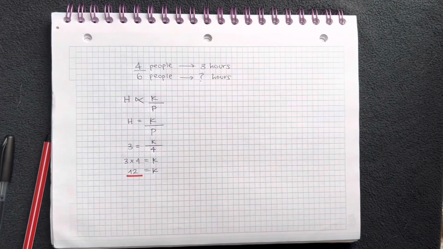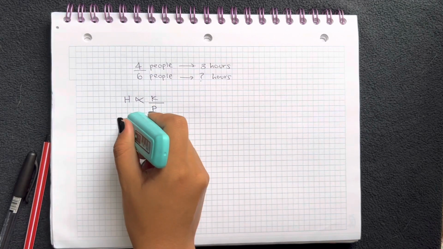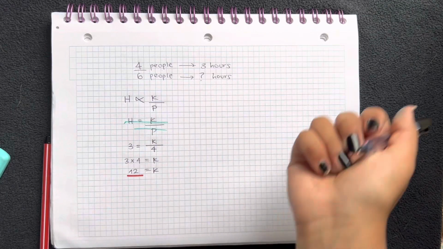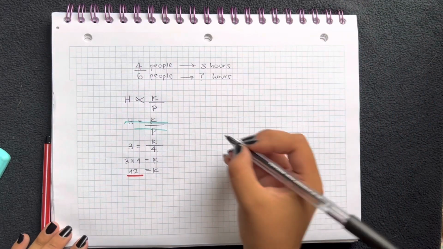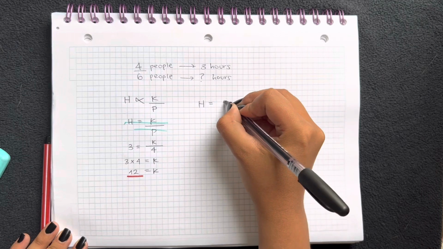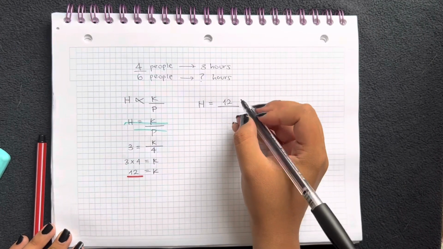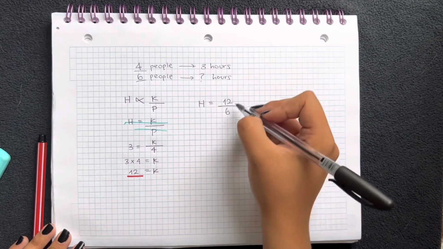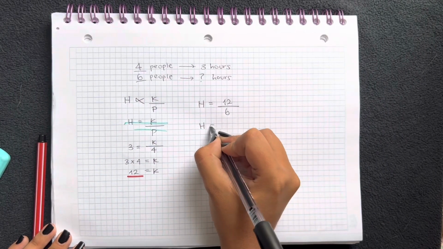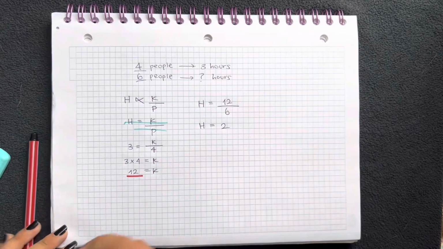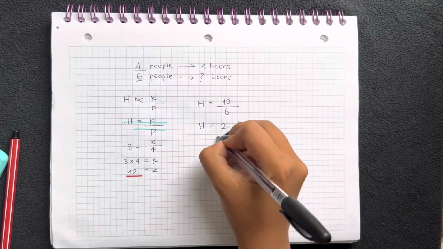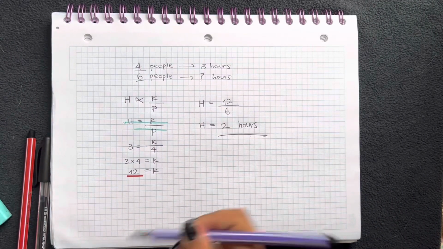Now that we have our constant, we can use this formula here to know the amount of hours it will take for 6 people. That will be h equals 12, which is our constant, divided by 6, which is the amount of people. Now, when we do this operation, it will be h equal to 2. That means that 6 people are going to take 2 hours. And that is the result for this problem.